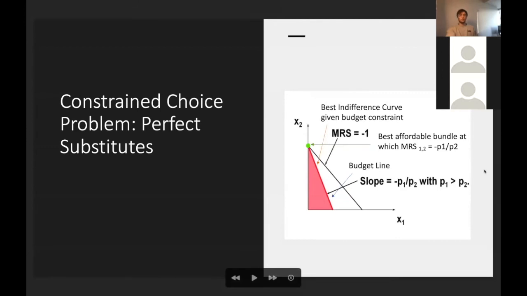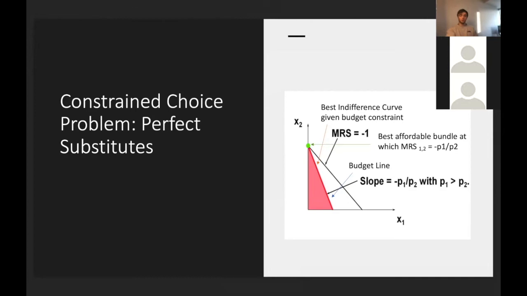Another one where you cannot use calculus, and this one can be a little more tough, especially as we get later in the course and see more advanced situations, is the case of perfect substitutes. Essentially, both of the lines you're looking at here are going to be linear. We're looking at the best indifference curve given the budget constraint, and the best affordable bundle at which the marginal rate of substitution is again the same slope as for the Cobb-Douglas example. So your slope isn't going to change there. However, you do need to understand, and again, I can help visually, just throw this into your graphing calculator, that your optimal bundle is either going to occur on the horizontal or the vertical axis, being either the good 1 axis or the good 2 axis.